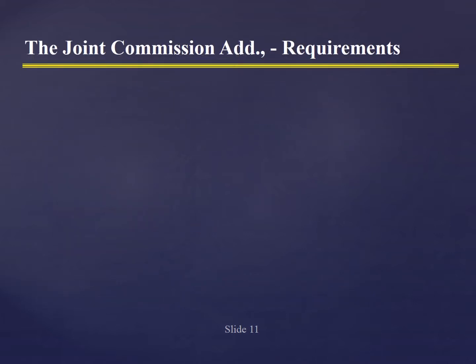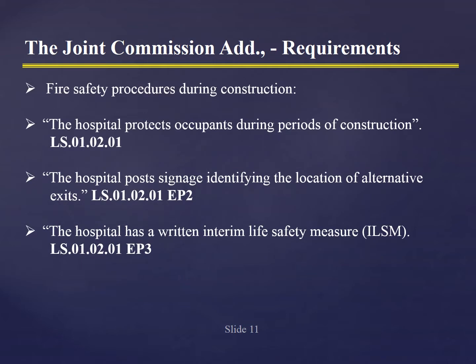It has additional requirements related to fire safety procedures during construction, as specified in Life Safety 01.02.01. Again, the hospital protects occupants during periods of construction. In 01.02.01 EP2, the hospital posts signage identifying the location of alternative exits. And 01.02.01 EP3, the hospital has a written interim life safety measure. I can't begin to tell you how much more specific the language is becoming from CMS and the survey accreditation organizations on ILSMs and compliance.